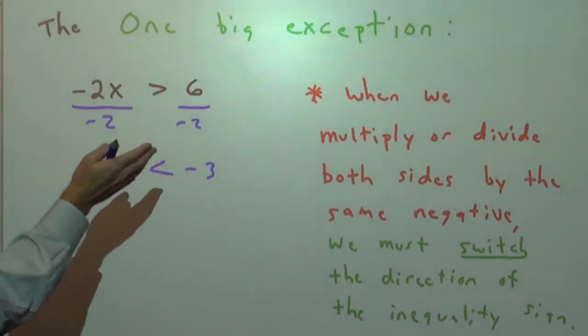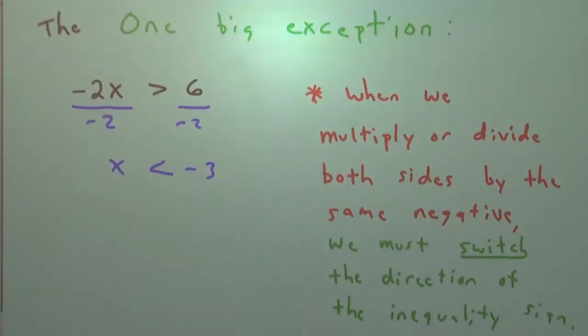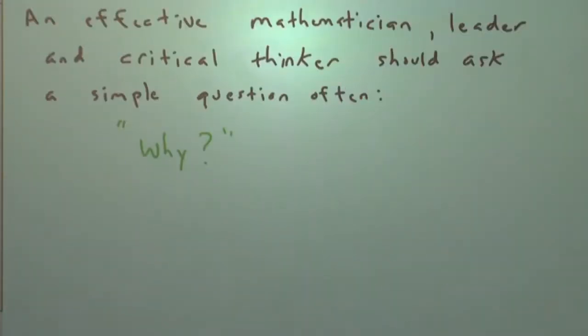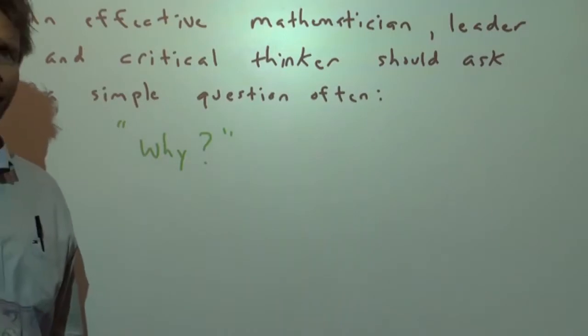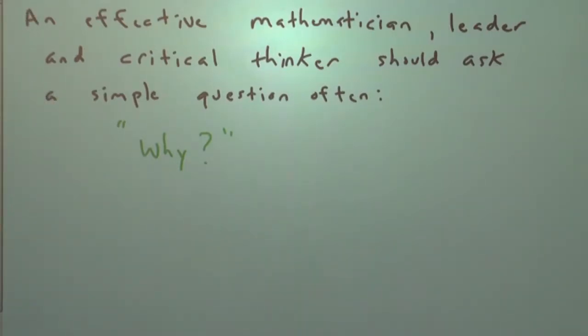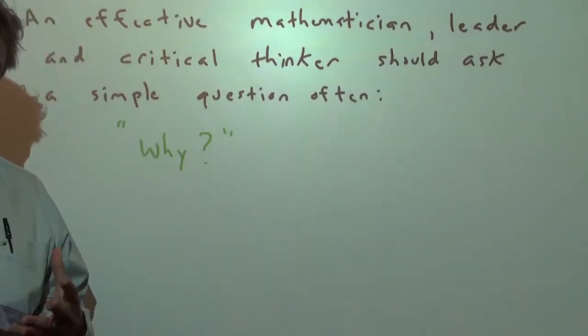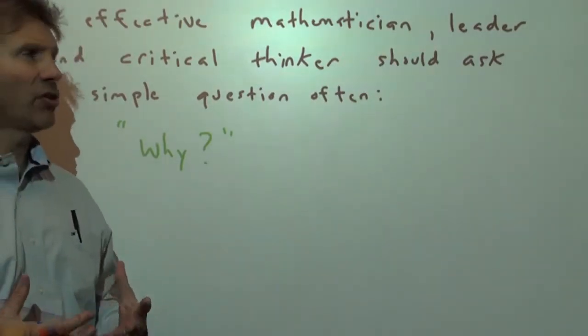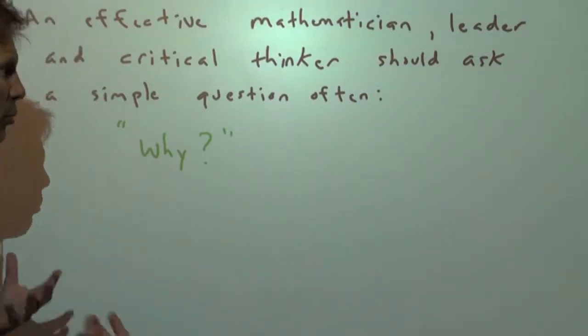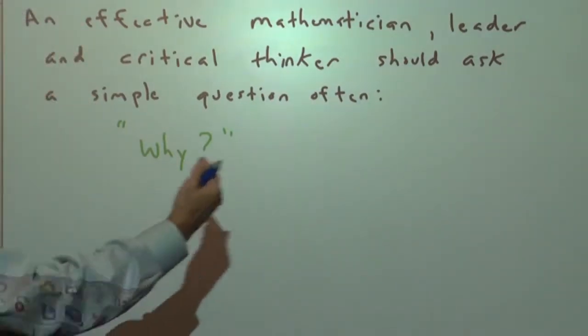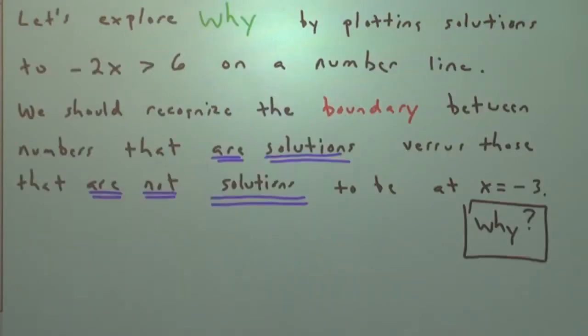But just because we remember the rule doesn't mean we completely understand. An effective mathematician, leader, critical thinker is often asking the question why, and we should do that because success in advanced math really has a lot to do with the foundation that we build. So the more we can understand, the more we're going to make connections with more sophisticated ideas, and then we'll really know it. So it's worth it for us to explore why.